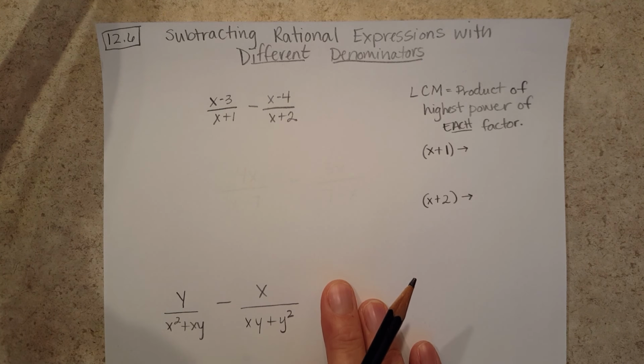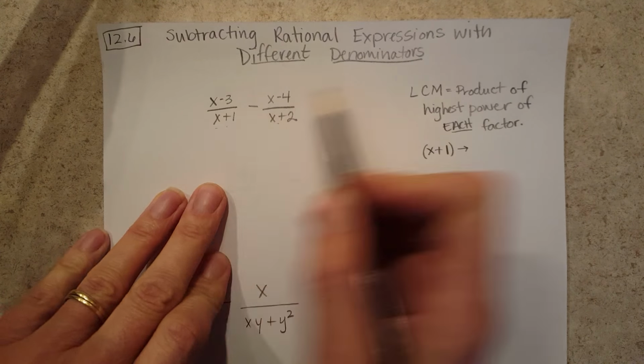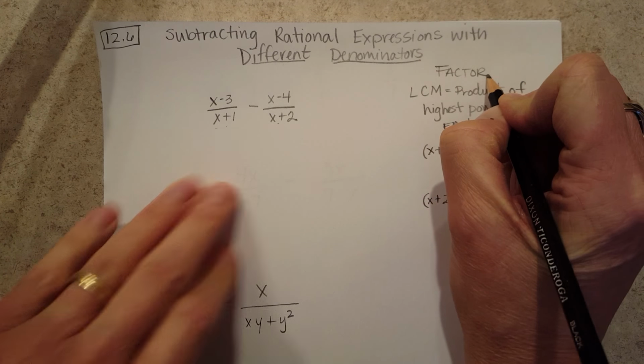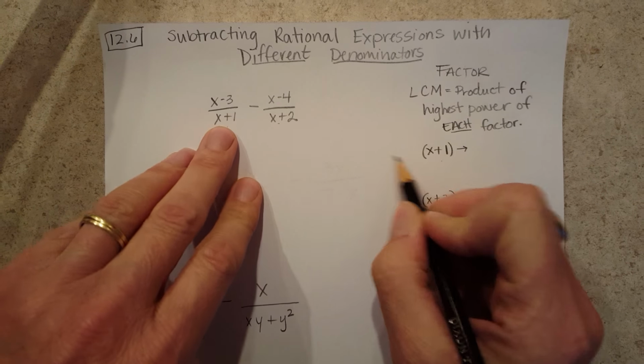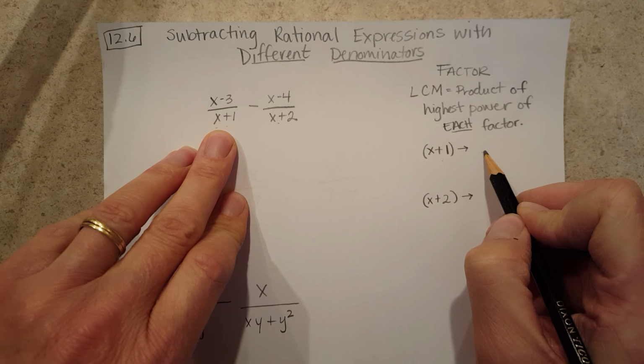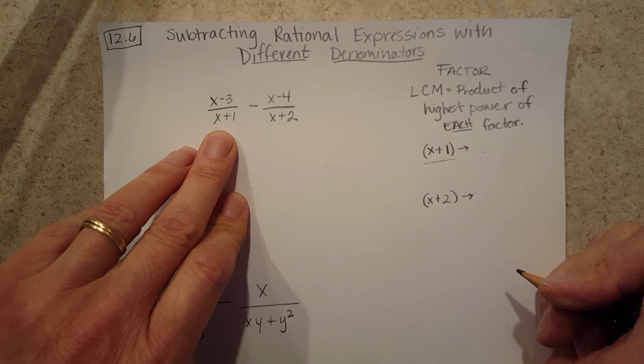You just look at the denominators, just like when we did with adding, and you want to factor them out. So the first thing to do would be to factor out your denominators. Here's my first denominator, x plus 1. Can we factor that anymore? Just like the number 2 you can't factor, this one you can't factor either. It's just simply x plus 1.